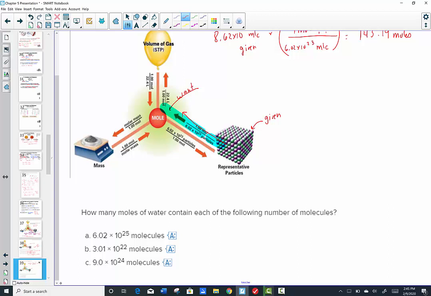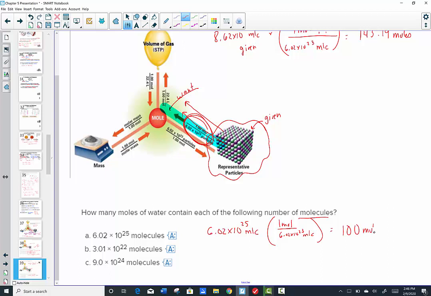So how many moles of water are contained in each of the following numbers of molecules? If I have 6.02 times 10 to the 25th molecules, this is me starting right here. Given the number of molecules, I want to go into the mole. I trip over my conversion factor: 1 mole is the same as saying 6.02 times 10 to the 23rd molecules. So my conversion factor will have me divide by Avogadro. What do you find when you hit that out? Whoops, that was a 25. Does your screen say 100? You're right, 100 moles of water.